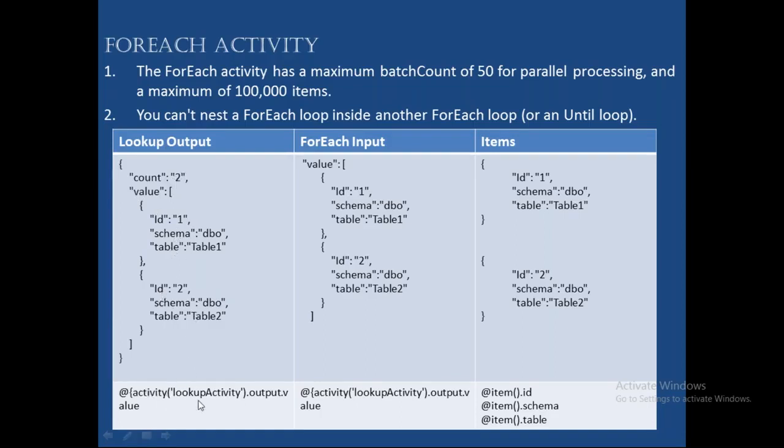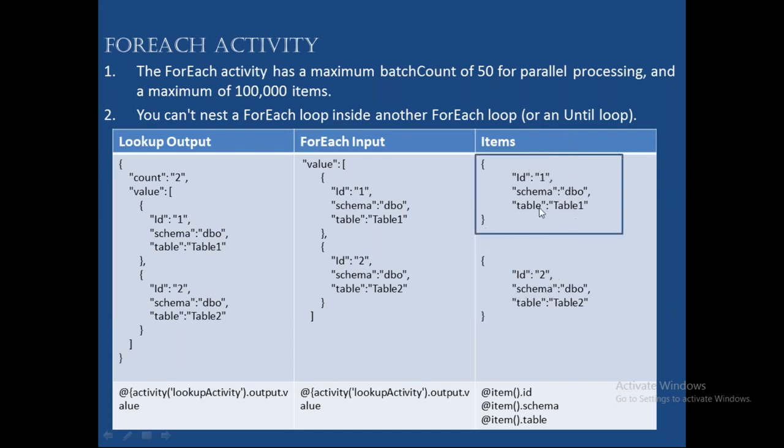In this output, @activity of lookup activity dot output dot value, meaning these two items will be passed to the for each. See, for each input is value. This is the one, this is the two. These two will come here. In this, what is the items? Item means, see, this is going to be your first item. This is going to be your second item. So first what happens is you will get this item.